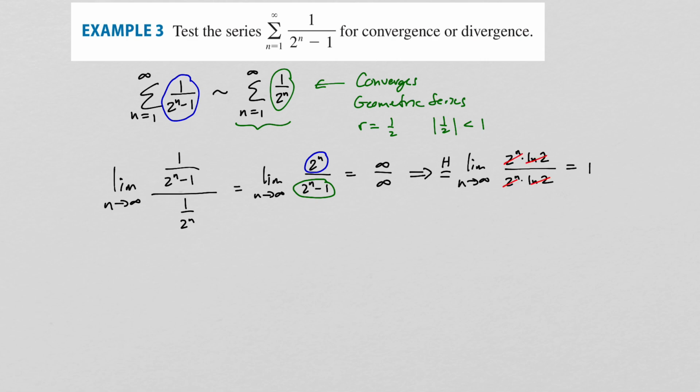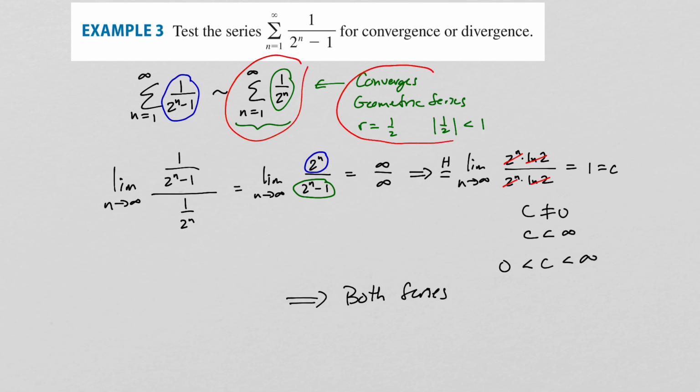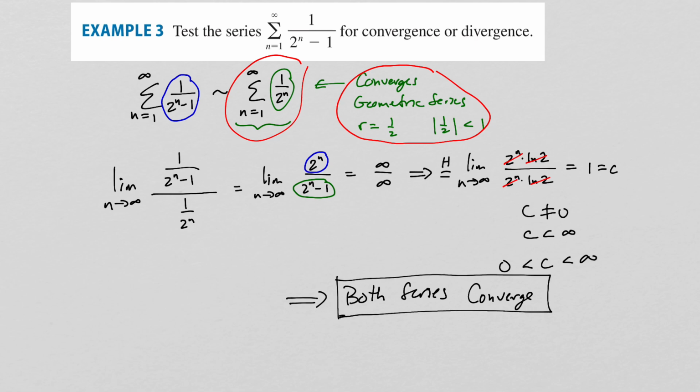Well, 1 is a constant c, right? This is our constant c. C is not 0. C is less than infinity. So as long as we get a value of c that is somewhere in between 0 and infinity, this means both series behave the same. Well, again, we already know that this series converges because it is a geometric series. So therefore, both series converge, right? By the limit comparison test, both series have to have the same behavior in terms of convergence or divergence.